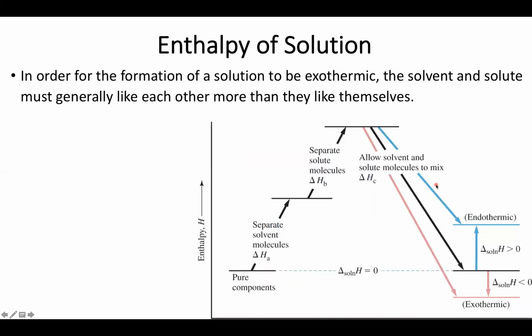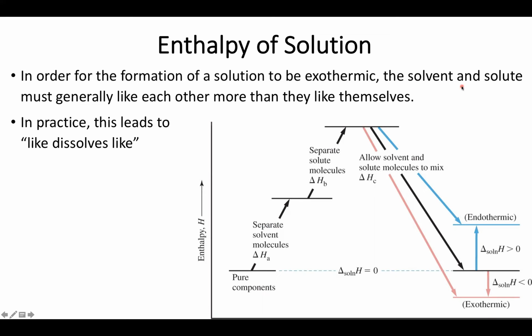So in order for the formation of a solution to be exothermic, so be energetically favorable, what I need is for the solution to be more favorable than the individual components. A good way of thinking about this is that I have to make sure that the solvent and the solute like each other more than they like themselves. So would they rather hang out with each other than be on their own? In practice, this tends to lead to the principle that like dissolves like. Because if the intermolecular forces are fairly similar, then they're going to get along great.